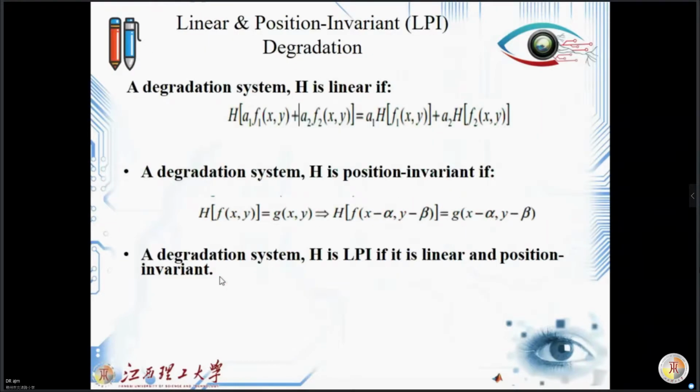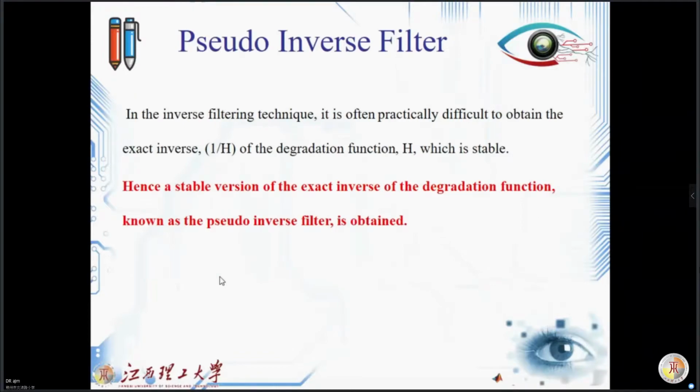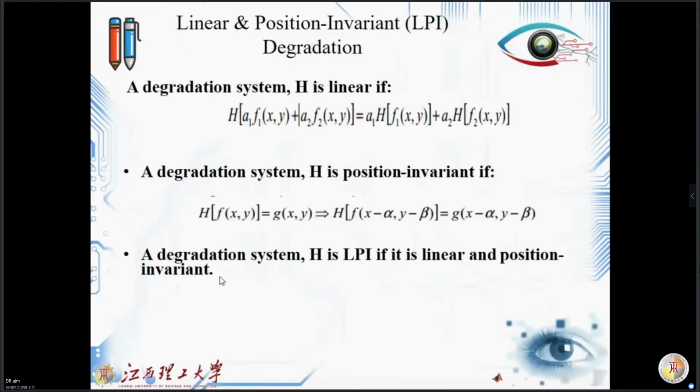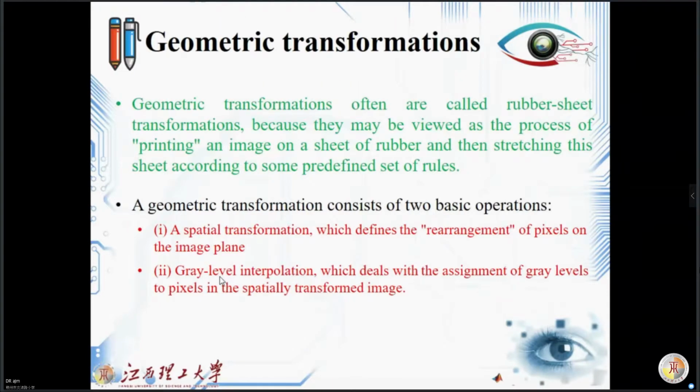Then what we learned through all this is that we reviewed some mathematical formulas regarding the restoration concept, and then we covered the pseudo inverse filter and inverse filter. These are the topics highlighted for today. The other part is geometric transformation, which they call rubber sheet transformation, because it may be viewed as the process of printing an image on a sheet of rubber and then stretching this sheet according to some predefined set of rules.